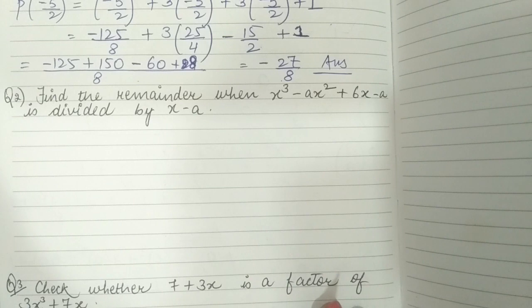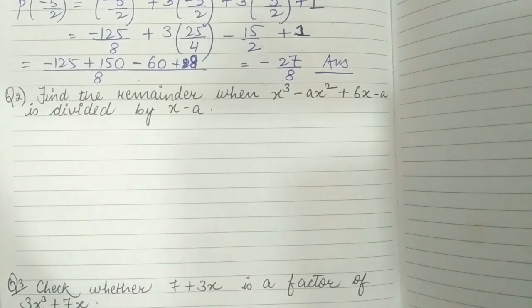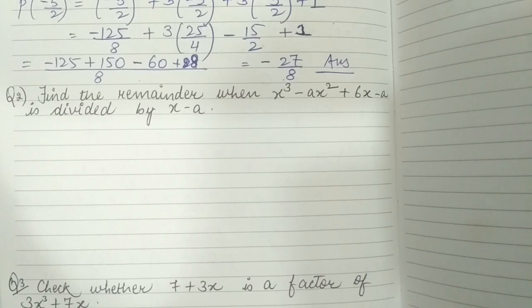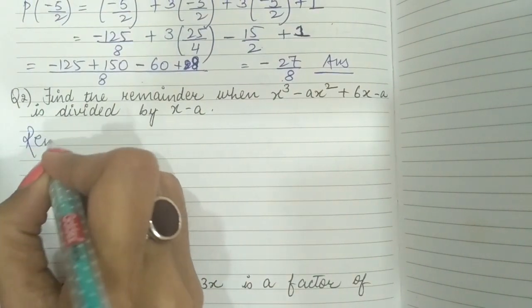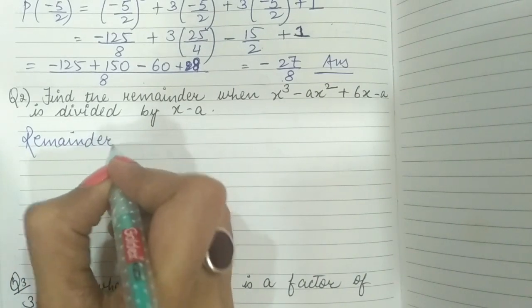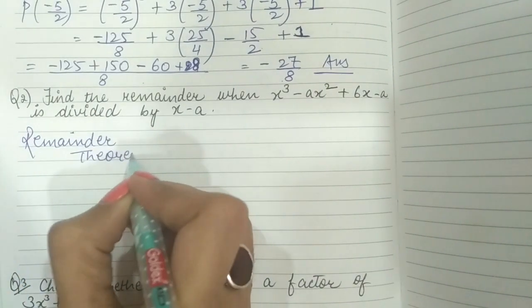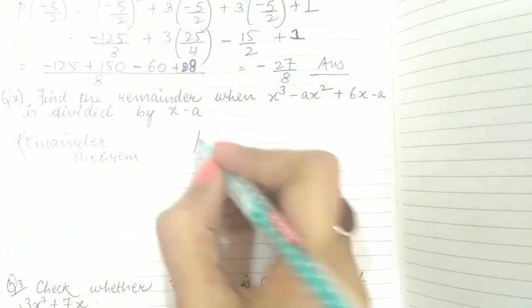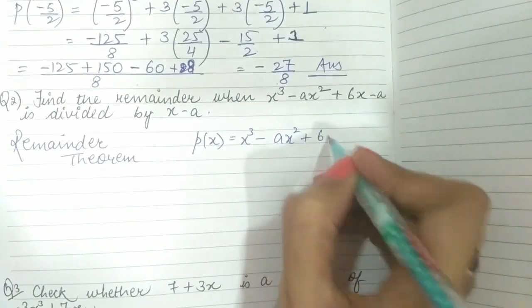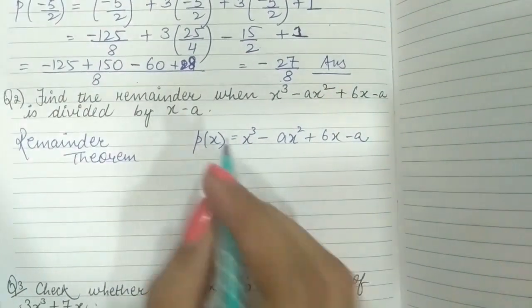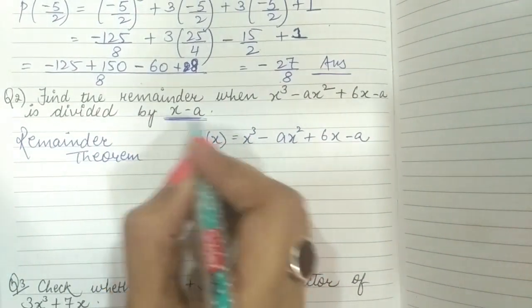In question number 2 it is: find the remainder when x cube minus ax square plus 6x minus a is divided by x minus a. Now after understanding the remainder theorem, I am pretty sure you don't want to try the long division method. So just apply the remainder theorem in this question. By remainder theorem, our polynomial p(x) in this case is x cube minus ax square plus 6x minus a, and the linear polynomial is x minus a.